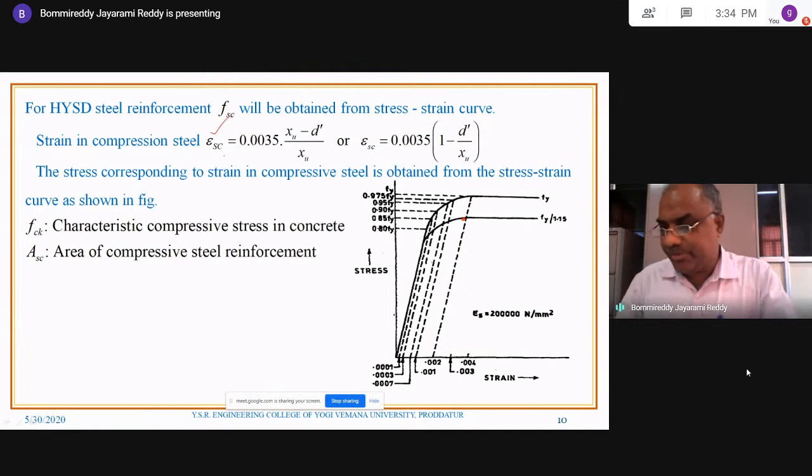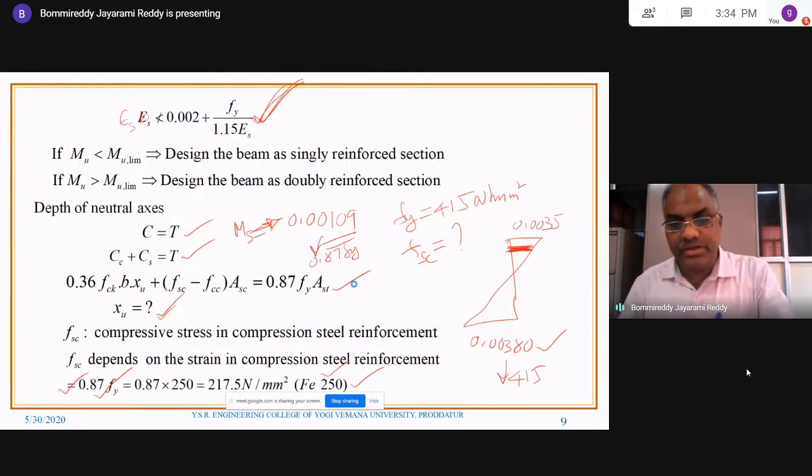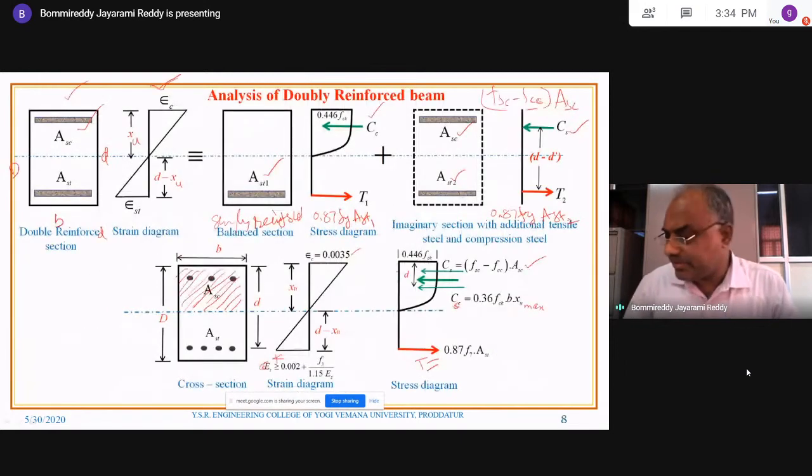What is the strain in compression steel? Because stress is always depending upon the strain. What is the strain here? You can look at this diagram. This is the value of the strain in compression steel. So you can call it ESC. ESC means strain in compression steel.